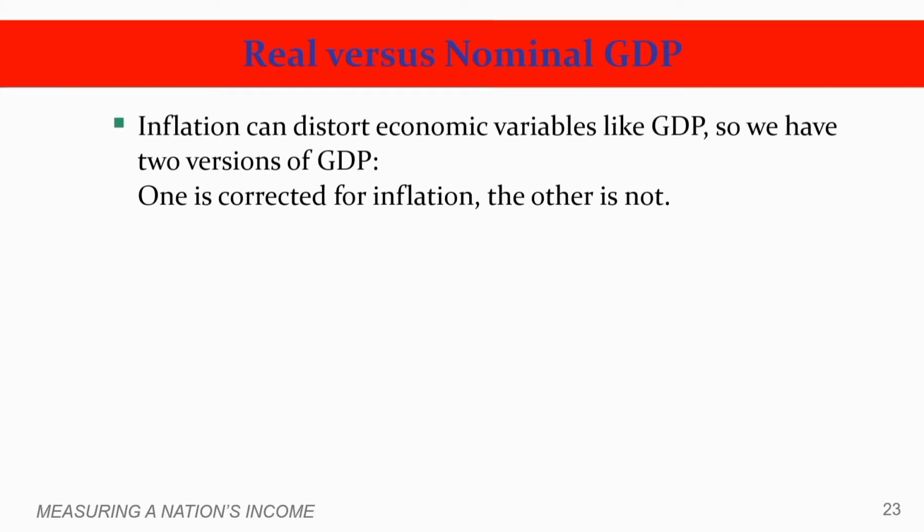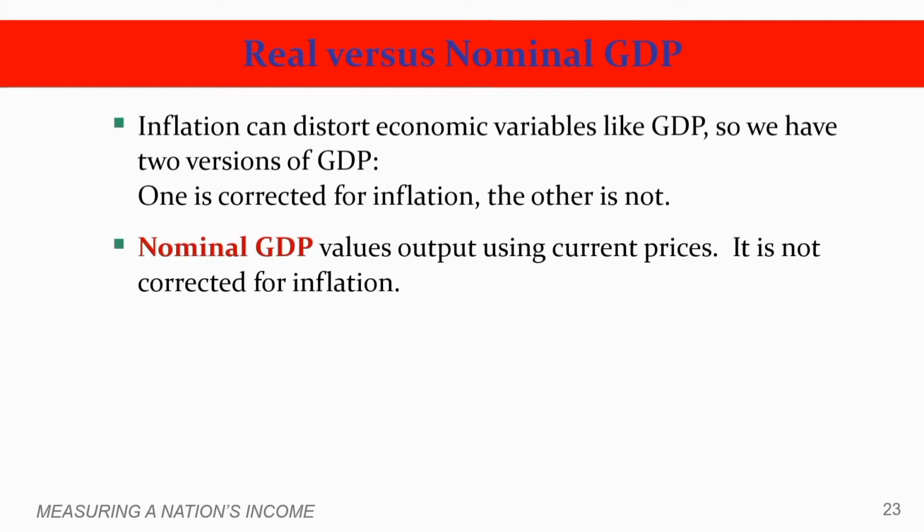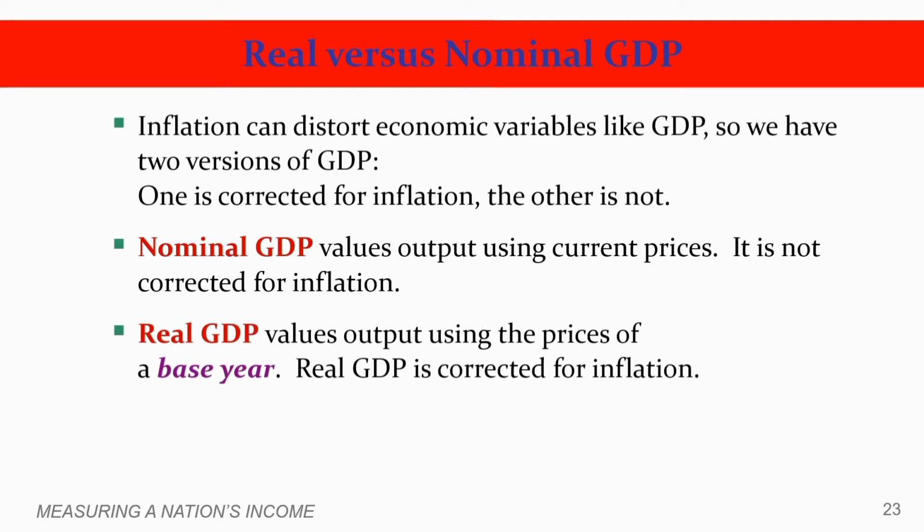Inflation can distort economic variables like GDP. So we have two versions of GDP. One is corrected for inflation, the other is not. We have nominal GDP and real GDP. Nominal GDP values output using current prices, or it is not corrected for inflation, while real GDP values output using the prices of a base year.